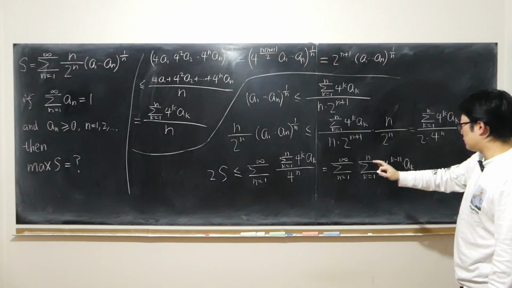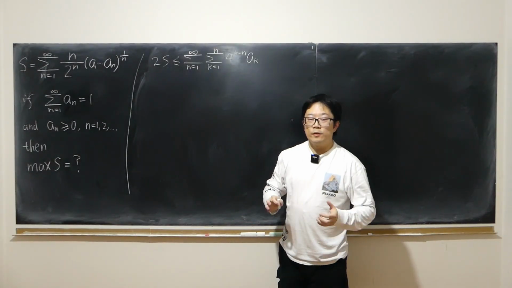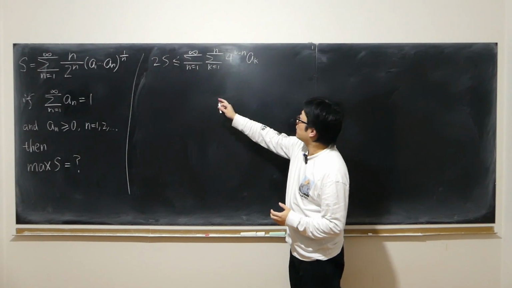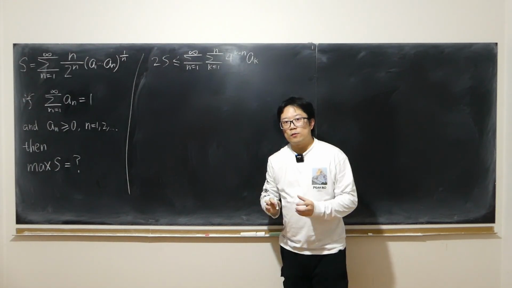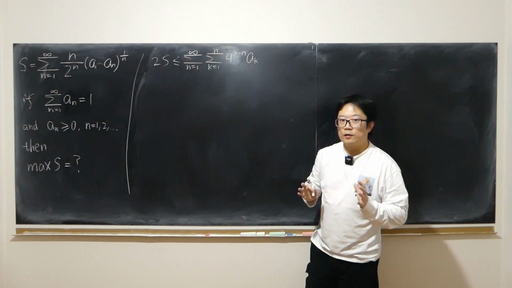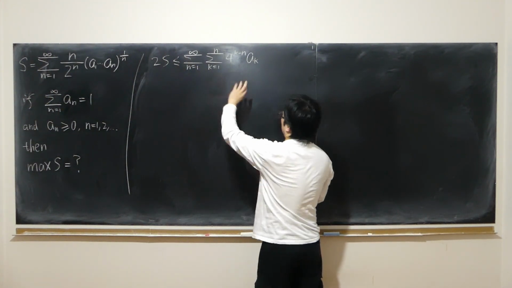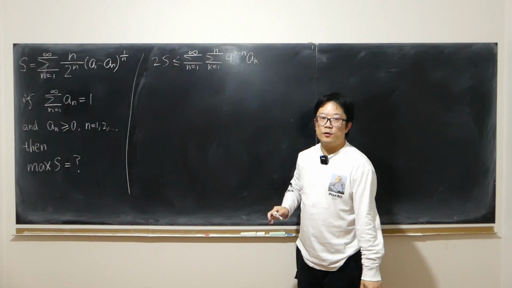Right, 2s is less than or equal to this. So we reached this inequality: 2s is less than or equal to this double sum. So first of all, we think about whether we can exchange the sums at all without any modifications.